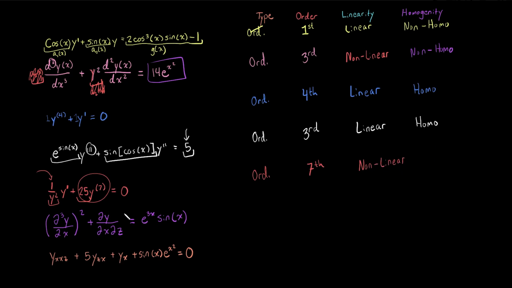Next, we'll go over the homogeneity. If we look at the homogeneity, we have no extra additive terms that do not include our dependent variable. So this must be a homogeneous equation. Next one here, we have something a bit different.